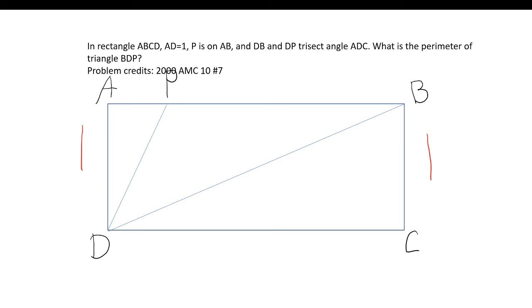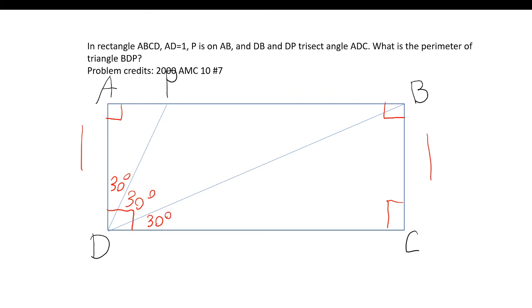In rectangle ABCD, all right angles. A right angle over here. A right angle over here. Alright. And this angle ADC is trisected, cut into 3 equal parts. This means that this is 30, this is 30, and this is 30.